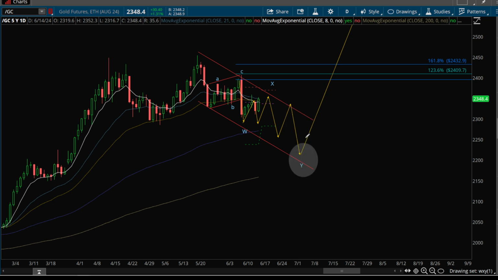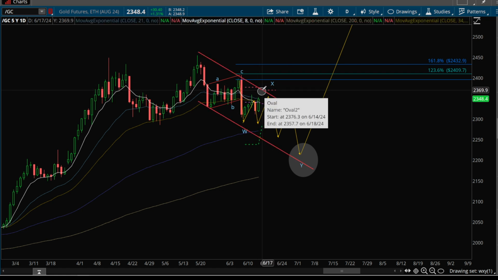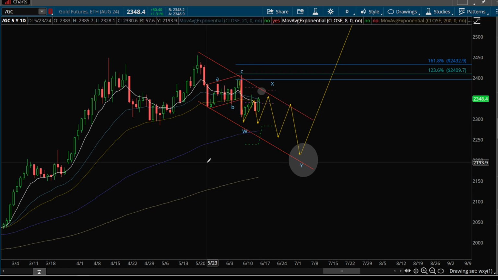I would only take a sell if we come up to our weekly R1 right here, because you've got this daily order block up here, your weekly R1, and this trend line. So you'll have a confluence of traders up here at about 2369. And remember, I'm on futures, so my chart will probably look a little different than yours if you're on GLD or XAU. So that is gold.